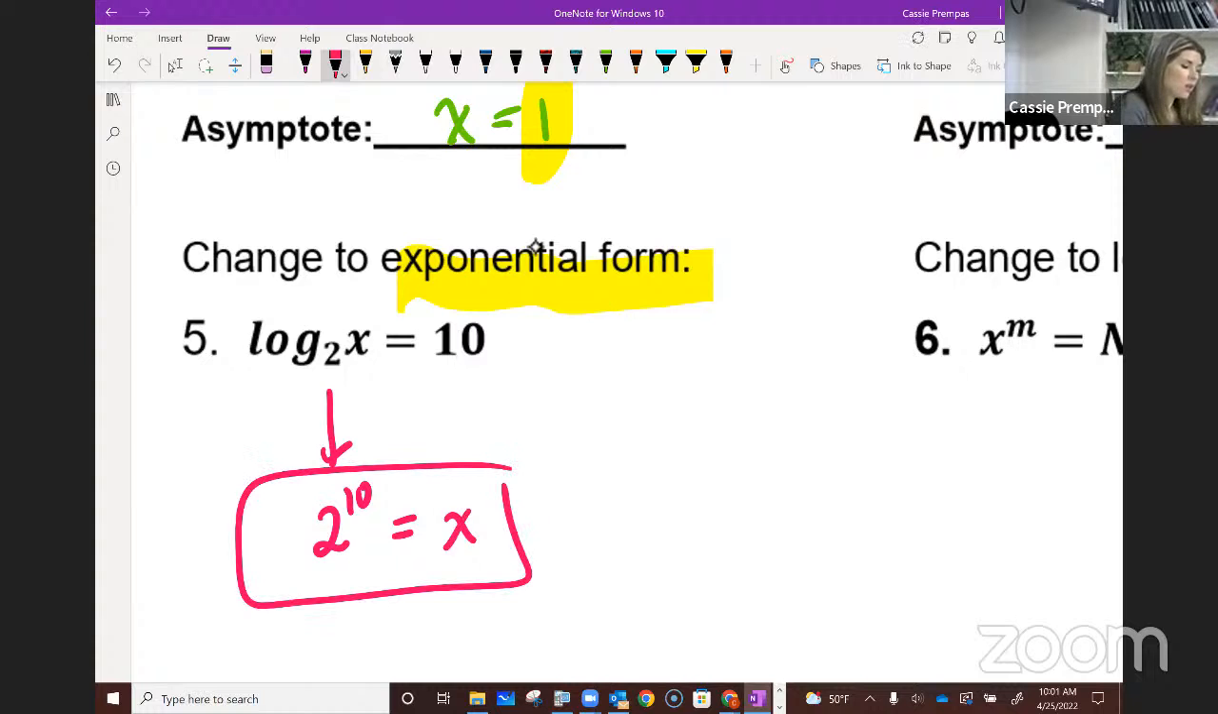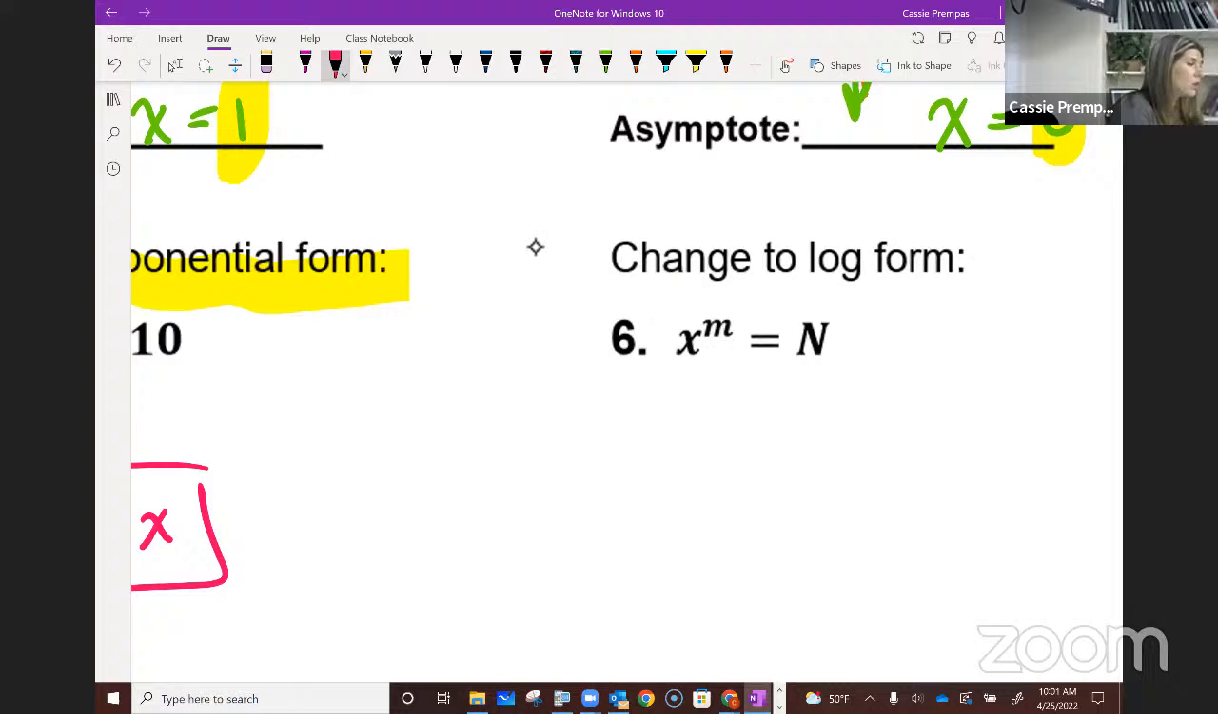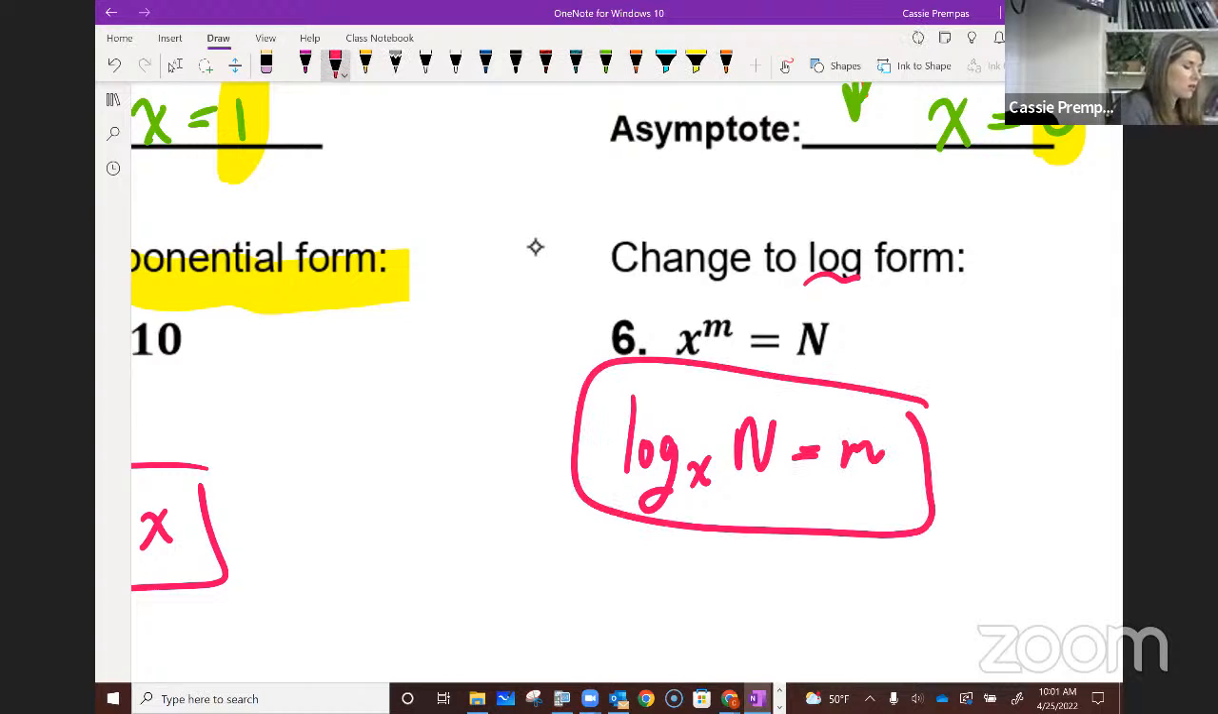Number 6, can you go the other way? So now I'm converting it to a log. So I would have log, what's the base of the log? X, good. Of what? N equals? Perfect. And that's the answer.